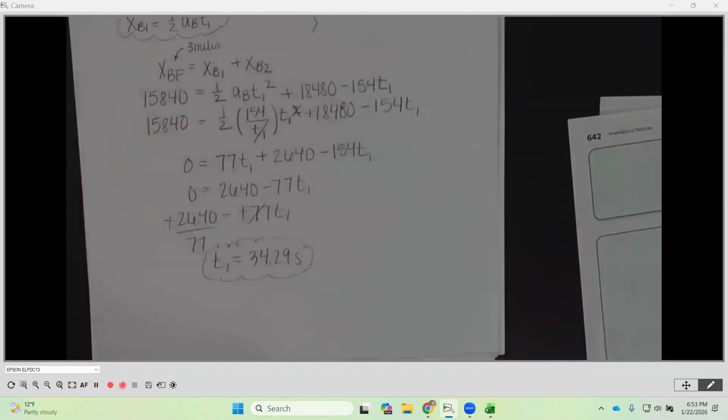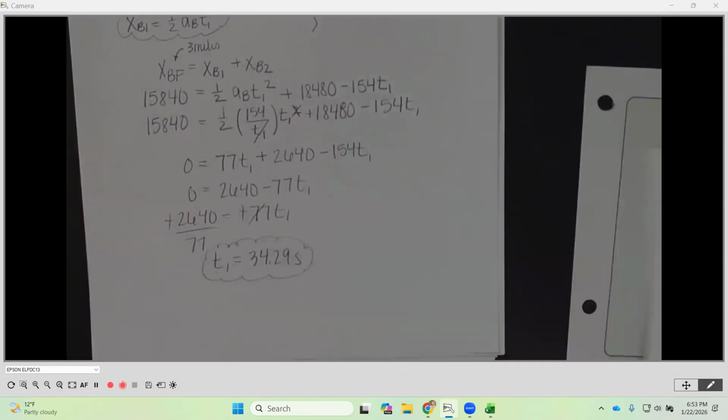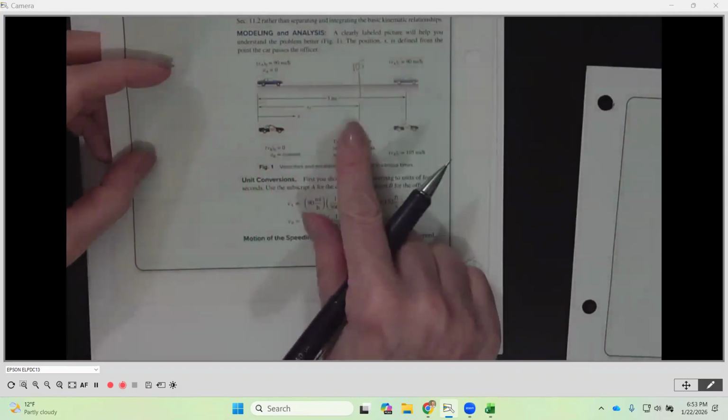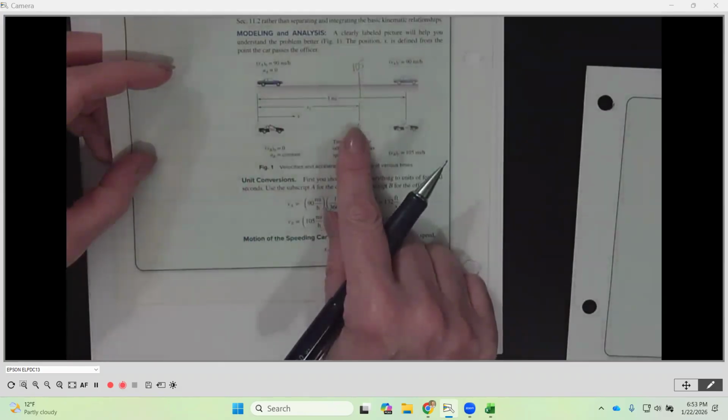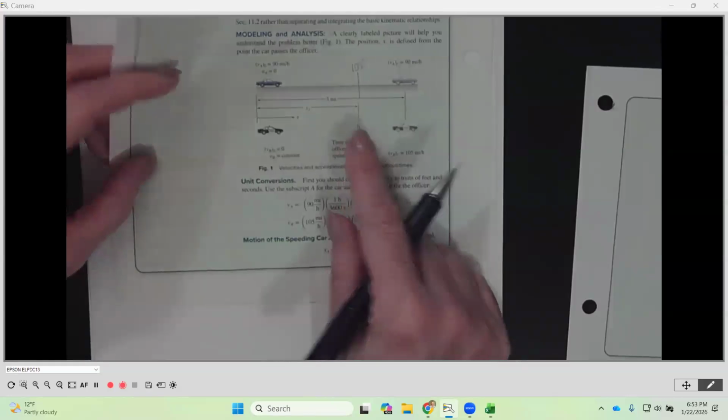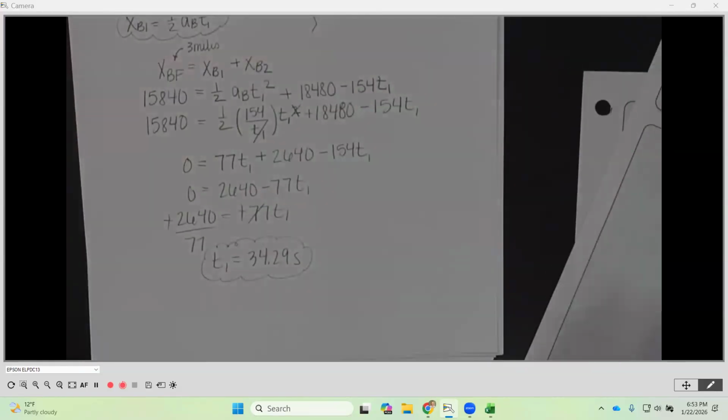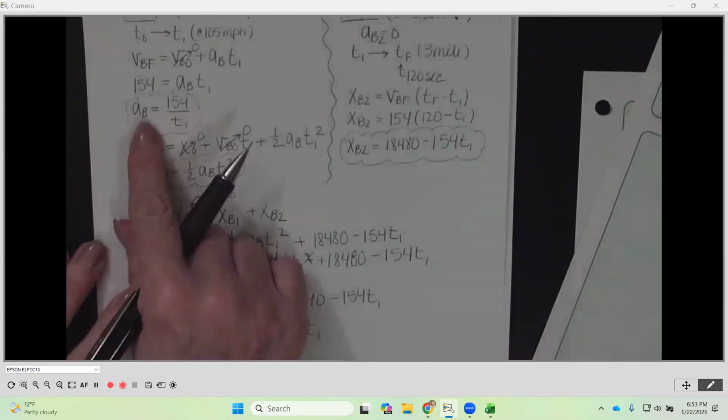Did you guys get that? So T1 was how long did it take for our police car to accelerate to 105? It looks like Drew got it. Excellent. Thank you. Nia got it. Brooke got it. Good, good, good. All right. So that's the time. We're not done yet, right? Jason got it. Excellent.